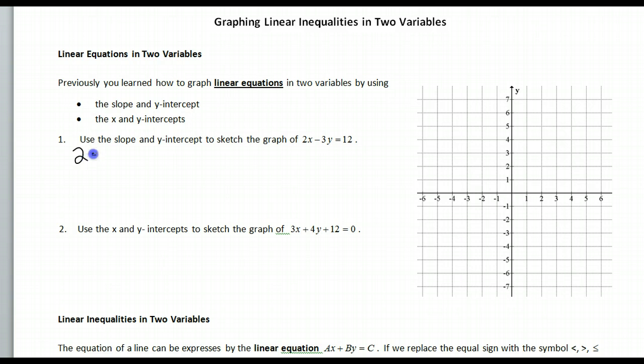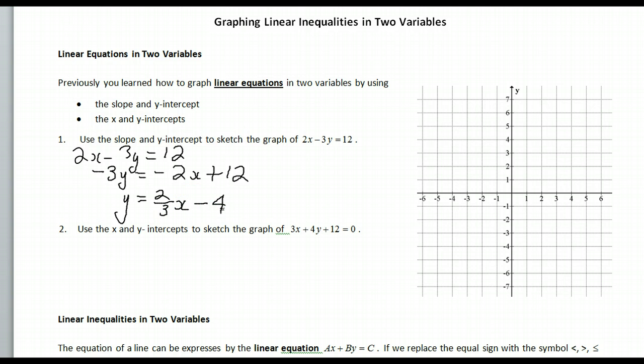If you remember, we need to go into slope y-intercept form, or the form y equals mx plus b. So let's rearrange this. Negative 3y is negative 2x plus 12. Dividing through by negative 3, y is 2/3 x minus 4. So our slope is 2/3, and our y-intercept is negative 4.